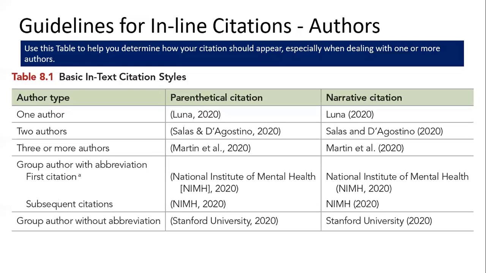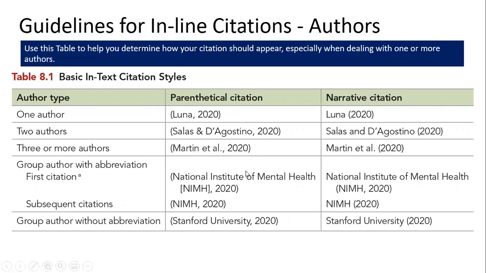So whenever you have three or more authors, you don't have to write each author here in the citation. In the citation, you just put the name of the first author, or in this case, the first author's last name, followed by et al., and a period and the year. Same thing if you're doing this as a narrative citation. Martin et al. 2020 said the following.